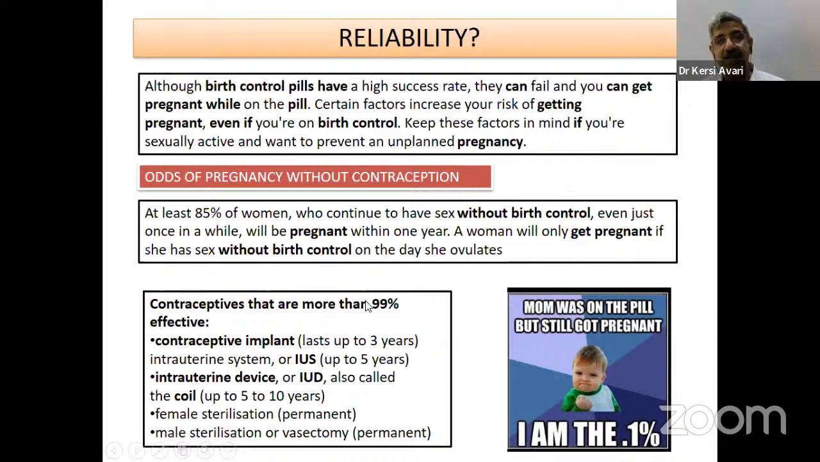Contraceptives that are more than 99% effective: implant 3 years, 5 years, coils, female sterilization permanent, but still there can be a 0.1% chance of you being pregnant. On all these things, still you can get pregnant. So this is not a foolproof way.